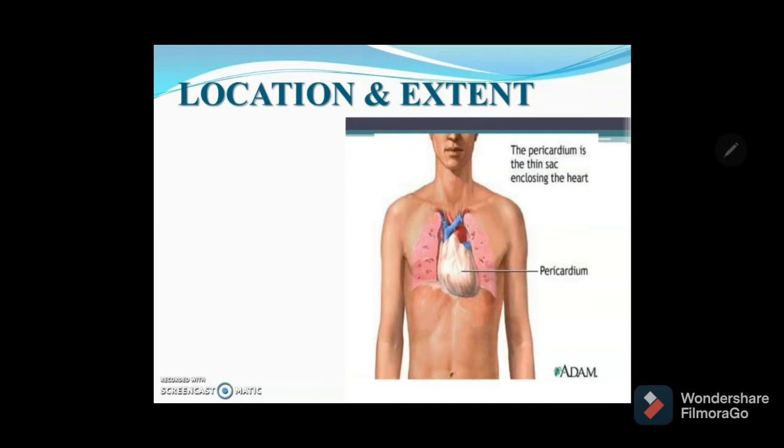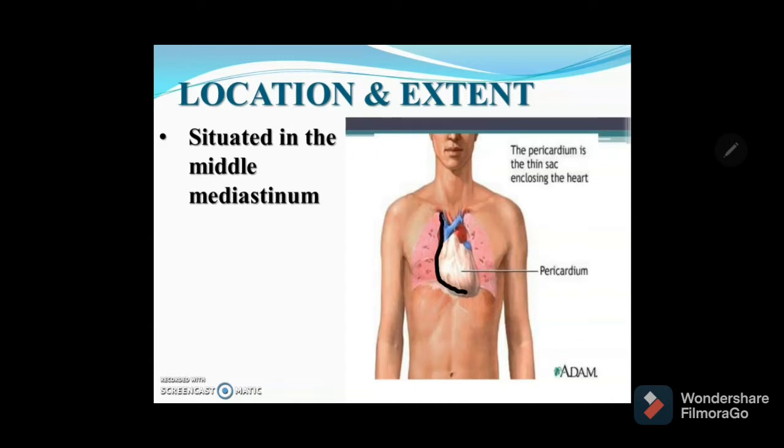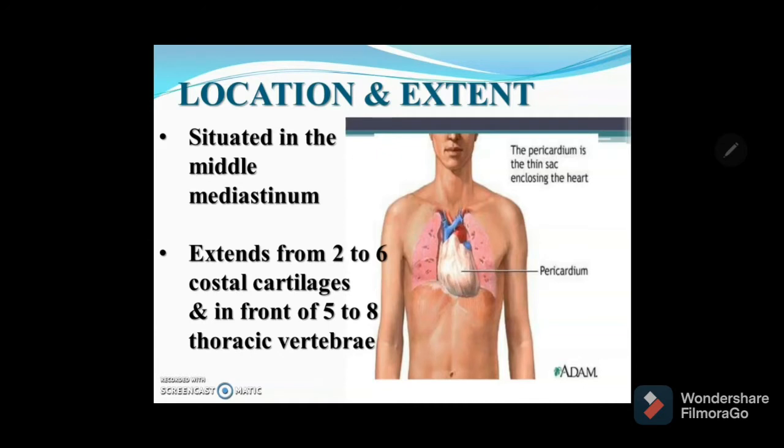Then coming to the location and extent, it is located in the middle mediastinum because it is covering the heart. You can see this entire space is called the mediastinum, and this is the inferior mediastinum that you are seeing. So it is located in the middle mediastinum, and it has these bony extents. Anteriorly it is related to the 2nd to 6th ribs and their costal cartilages, and posteriorly it extends from the 5th to 8th thoracic vertebra.